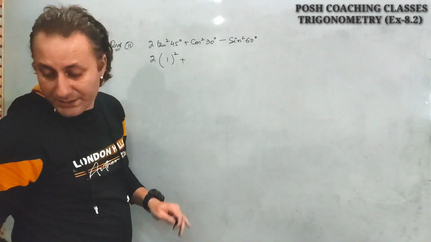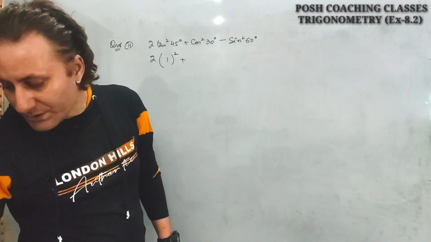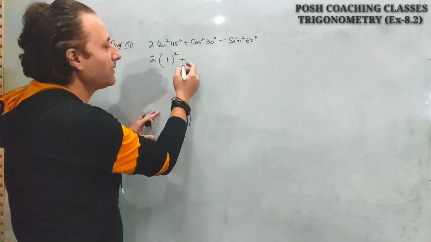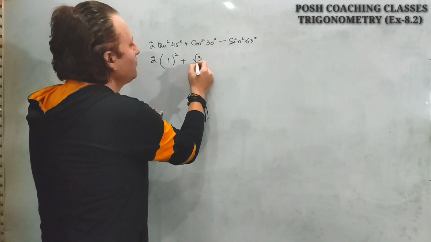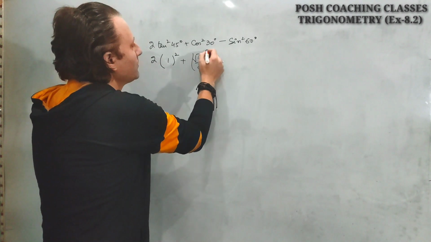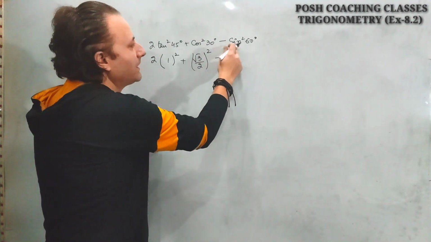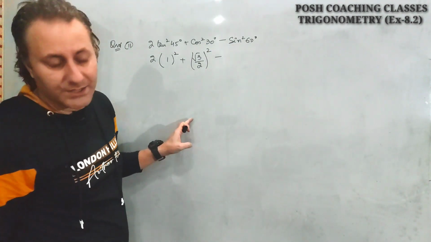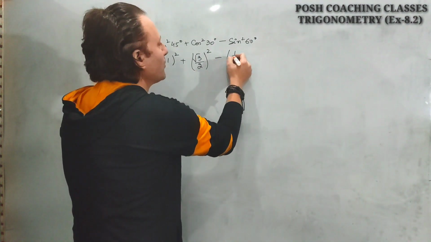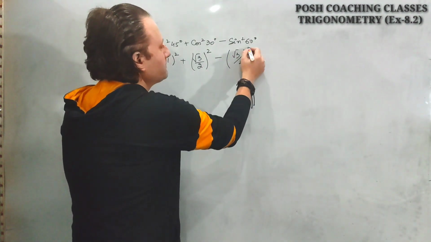Then we have cos 30. If we see, cos 30 is under root 3 upon 2. So it is under root 3 upon 2, square again, because we have a square. Then sine 60 degrees is again under root 3 upon 2, square.